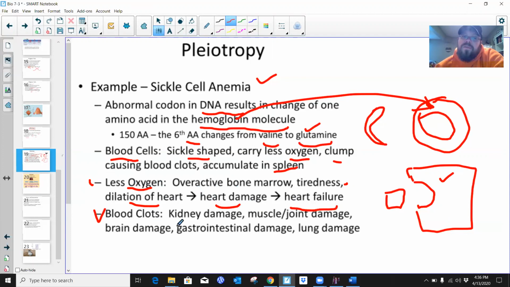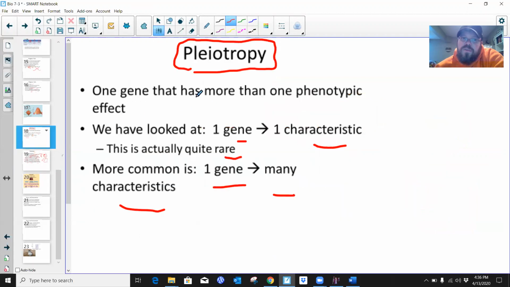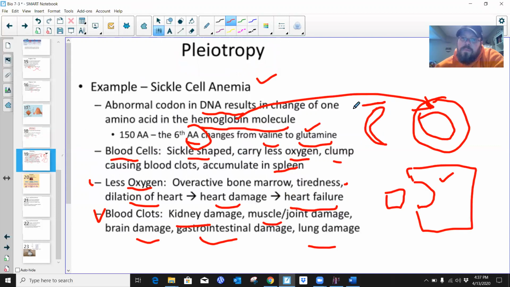These blood clots can lead to kidney damage, muscle and joint damage, brain damage, gastrointestinal damage, which is primarily your digestive tract, and lung damage. So this one little teeny tiny change, this one little gene that affects one little outcome, becomes not so little, okay?